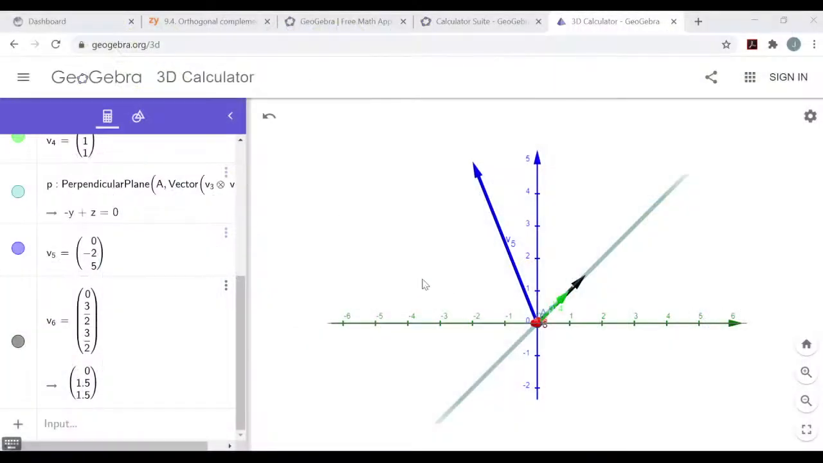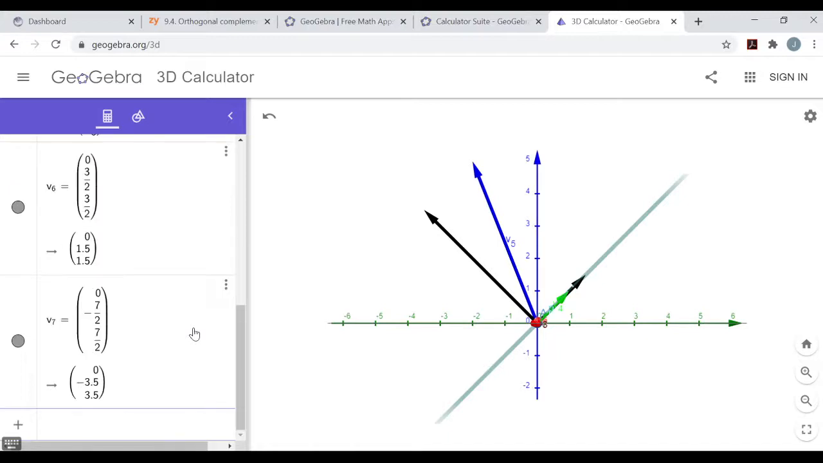Go back here. That other vector, I'll call this V7, was the vector 0, negative 7 halves, positive 7 halves. And maybe you see it, but you see the vector that just showed up, this other black vector, and this black vector and the original black vector are orthogonal. They're forming a 90-degree angle, and if you were to add them together, you'd get the blue vector.